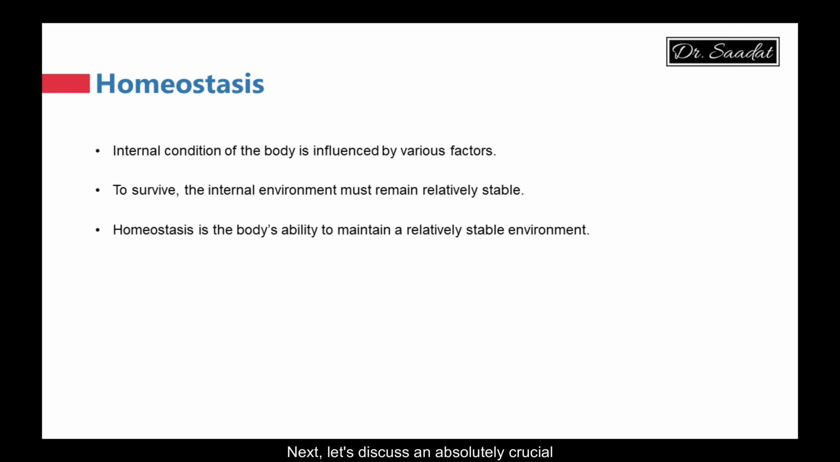Next, let's discuss an absolutely crucial concept for life, which is homeostasis. The cells in our body require specific temperature, blood pressure, pH, and nutrient levels to operate efficiently. Fluctuations outside this range could disrupt chemical reactions, hinder enzyme activity, and ultimately prevent cells from functioning properly. Homeostasis is our body's ability to maintain relatively stable internal conditions, even when the external environment fluctuates.